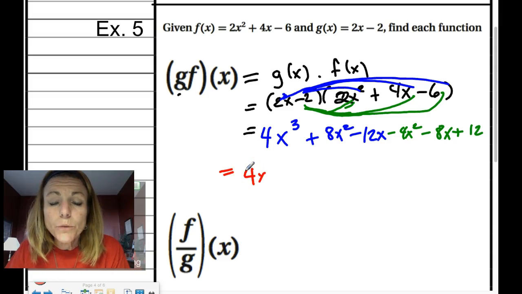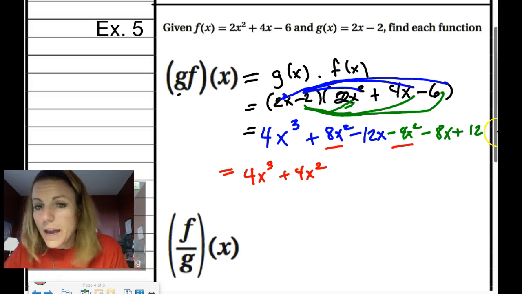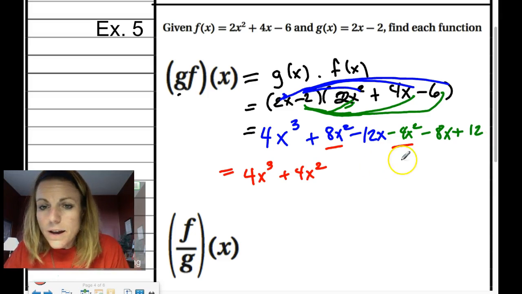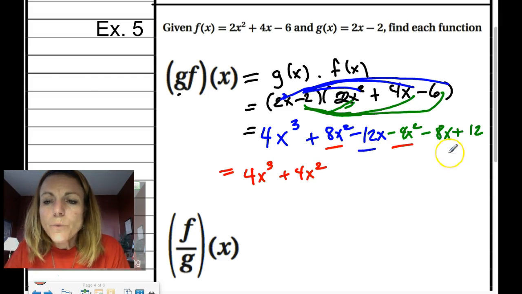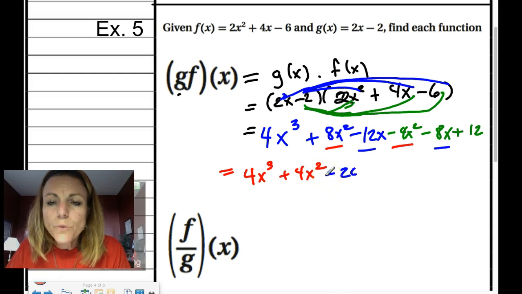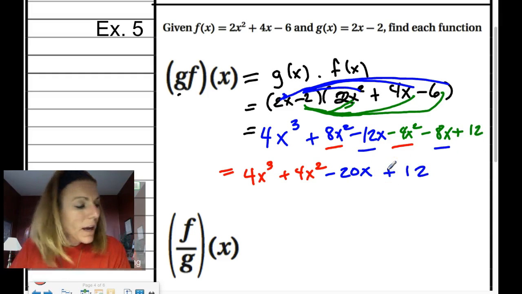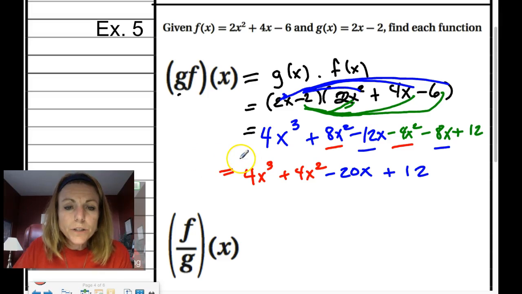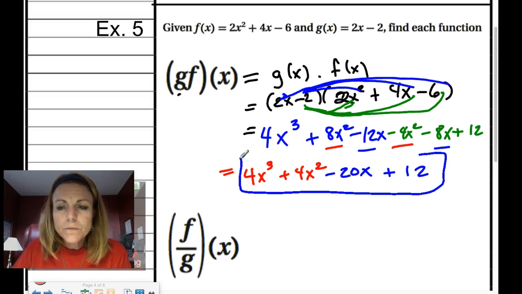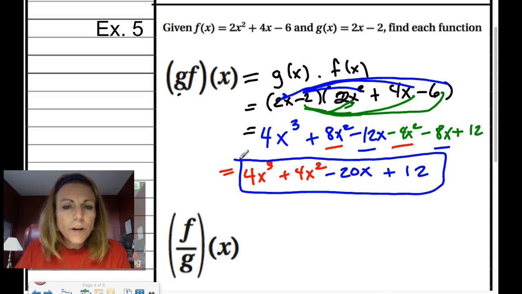There's only one cubed. We'll write 4x cubed. Now we have 8x squared and negative 4x squared. That is a positive 4x squared. And we have a negative 12x and a negative 8x, which is a negative 20x. And we have just a 12. And that is our final answer. So we're going to circle that. 4x cubed plus 4x squared minus 20x plus 12.